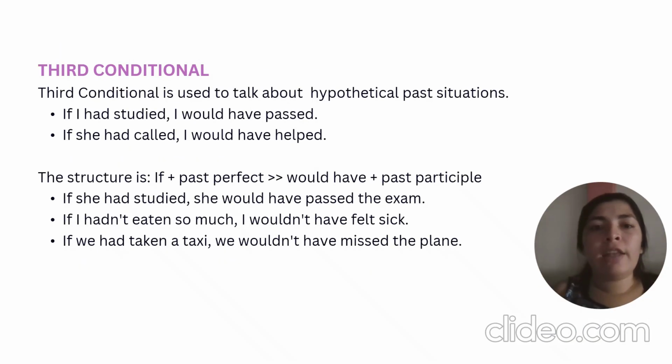We have also the third conditional. The third conditional is used to talk about hypothetical situations in the past. If I had studied, I would have passed. If she had told me, I would have helped. The structure for the third conditional is if plus past perfect, and the result we have would have plus the past participle. For example, if she had studied, she would have passed the test.